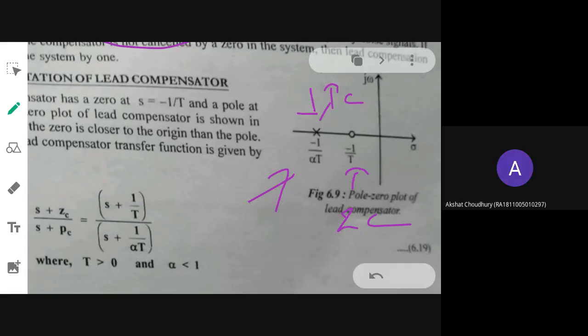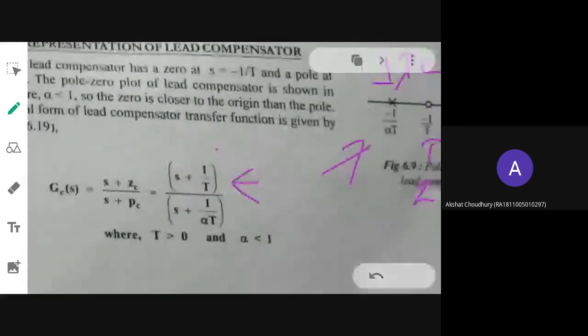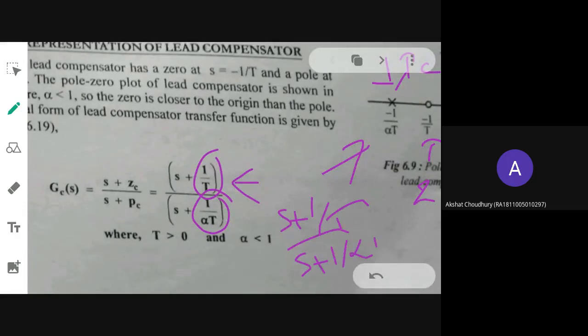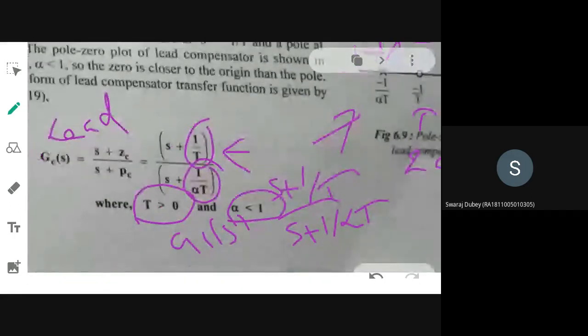So if you want to write the transfer function, then what will be the transfer function? This is your zero and this is your pole. So (S plus 1 by T) divided by (S plus 1 by alpha T) will be your Gc of S. That is your transfer function of what compensator now? Lead compensator. Because of the reason T is greater than 0 and alpha is less than 1, the zero is located very close to the origin.